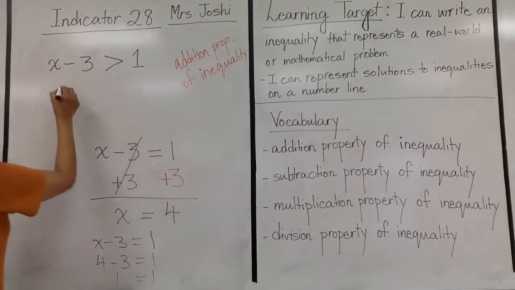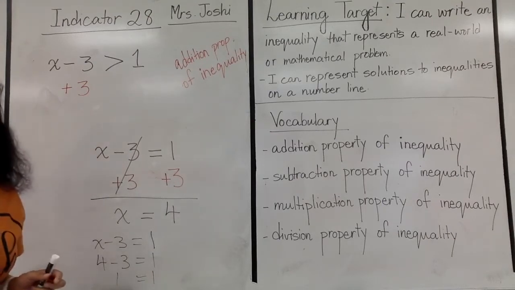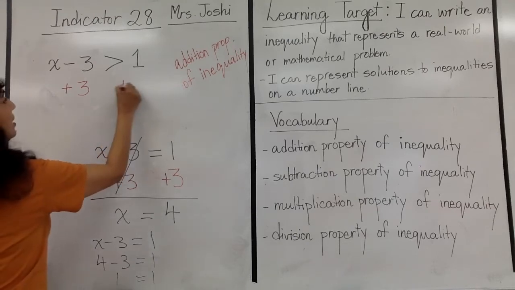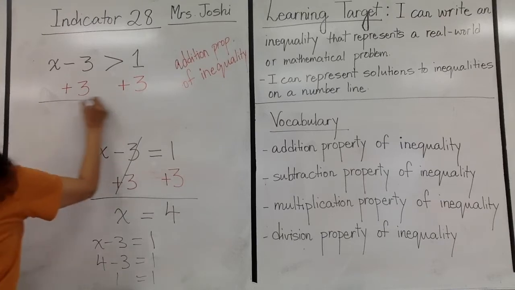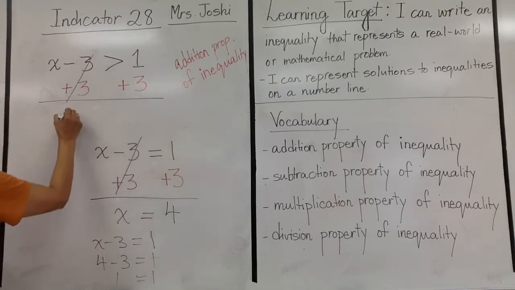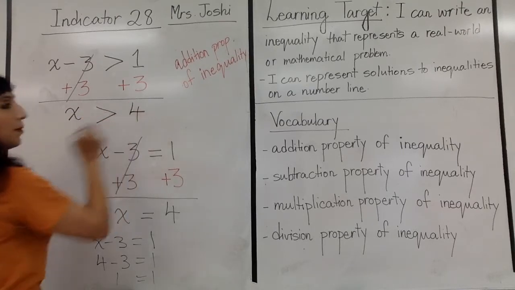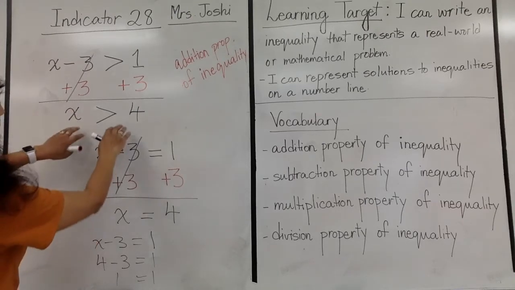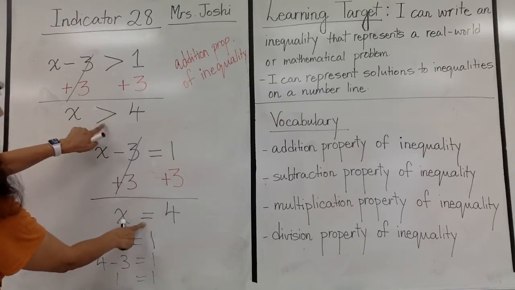So I am going to add 3. Whatever I do on one side of the inequality, I have to do exactly the same thing on the other side of the inequality. And so when I solve this, I end up with x is greater than 4. Okay, x is greater than 4, and that is my solution. So look, it's the same thing that I've done over here, but the only thing that is different is this is not an equal to sign anymore.